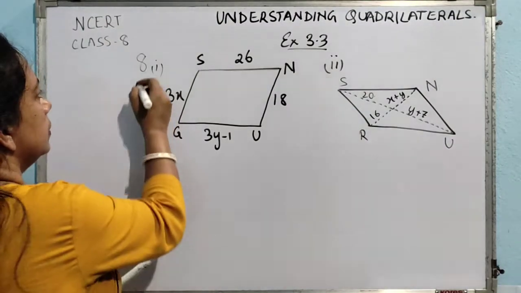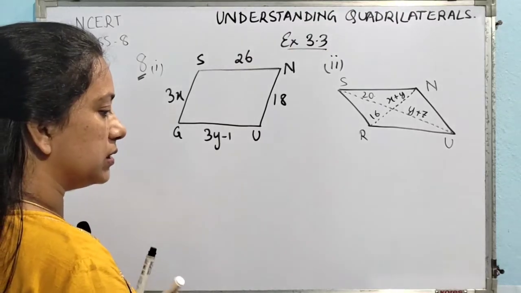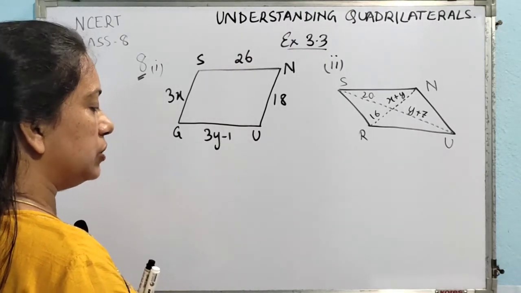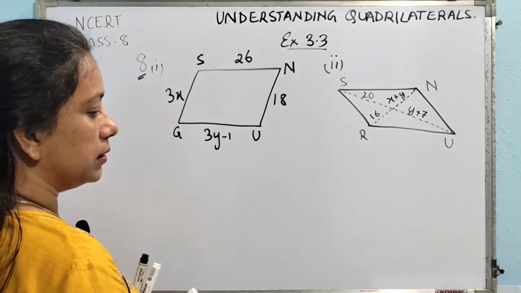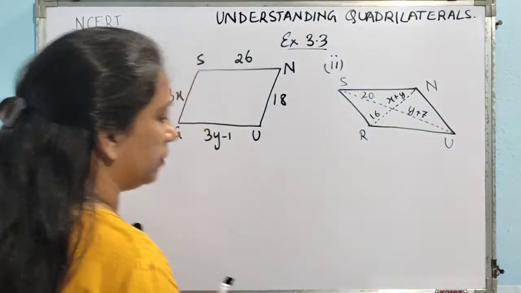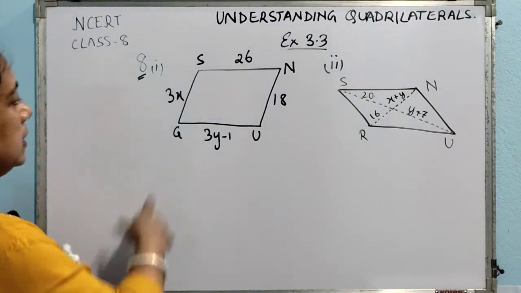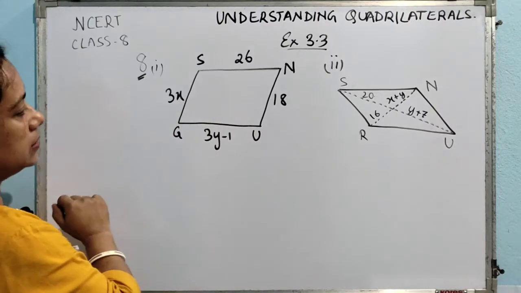Here is question number 8. The first part is, the following figures GUNS and RUNS are parallelograms. Both are parallelograms and we have to find out the value of x and y. See the first one, GUNS, it is a parallelogram.